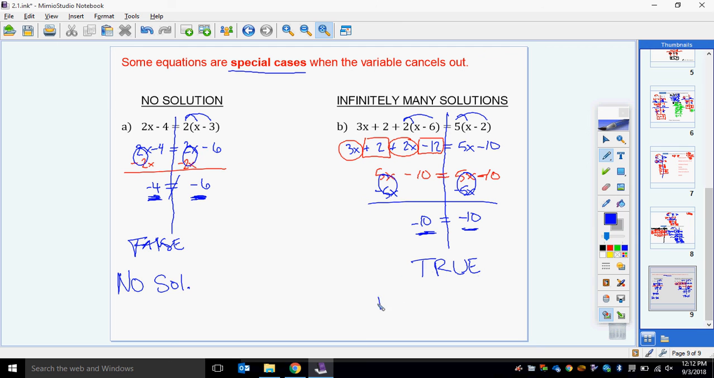So we call this infinitely many solutions. And because it's infinitely many, that means we could plug in any number for x, literally any number, and we're always going to get both sides of the equal sign to be true. Okay, any number I could plug in and it satisfies the equation. So be careful for these types of special cases, a no solution and an infinitely many solution.